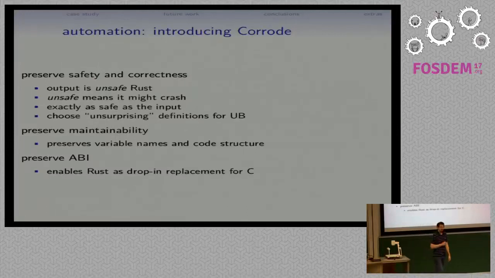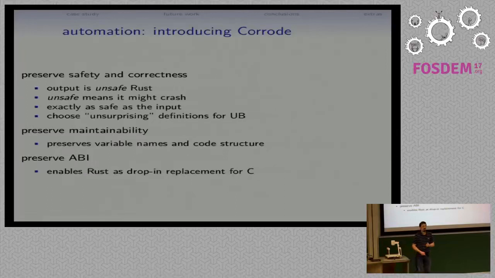Another important point regarding safety and correctness is that people are always asking me what do you do about undefined behavior in the C source that you're translating? And the answer is that I try to, whenever I reasonably can, pick an unsurprising definition for undefined behavior. Given that Corrode is acting as the C compiler, undefined behavior in C means that the C compiler gets to do whatever it wants to, and so I try to pick what I'm doing as something that will be least surprising to the programmer.